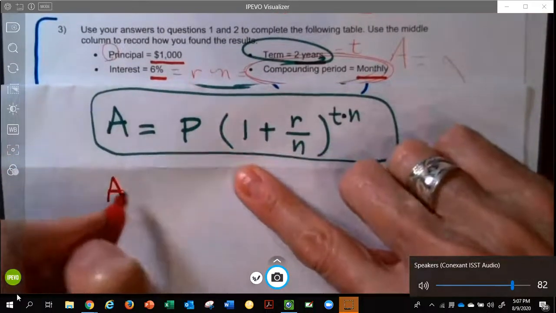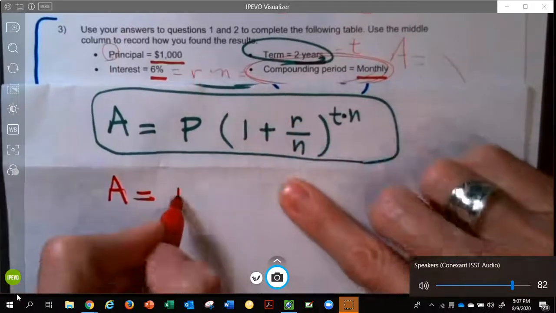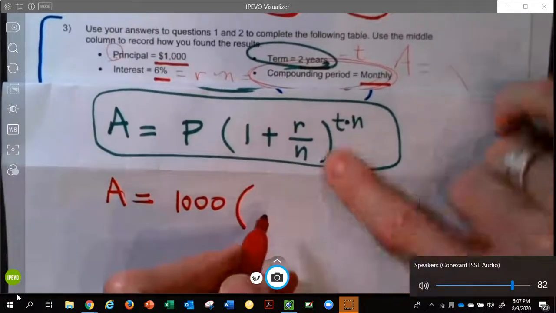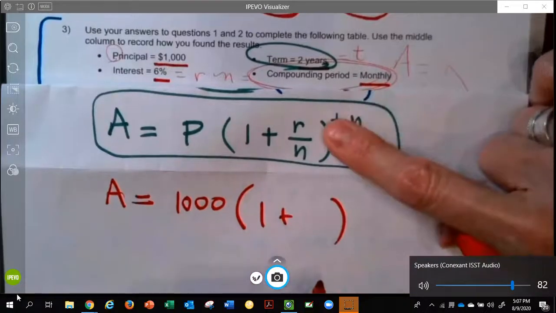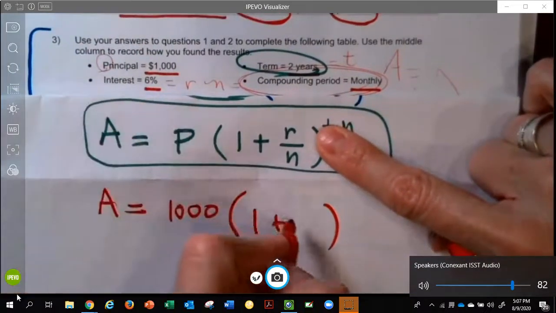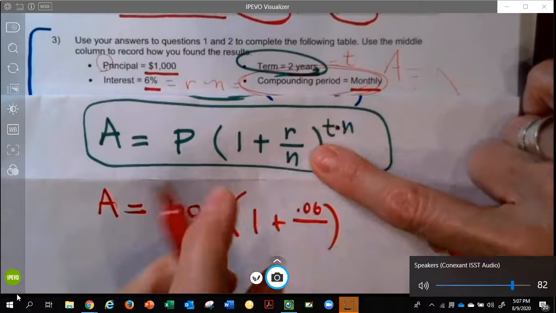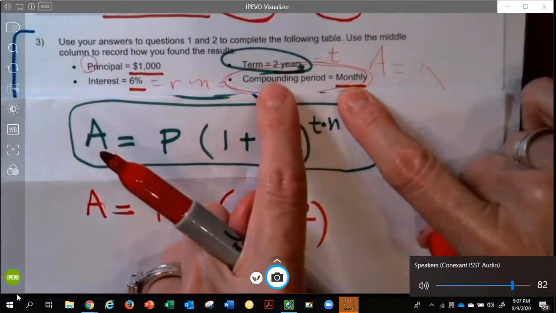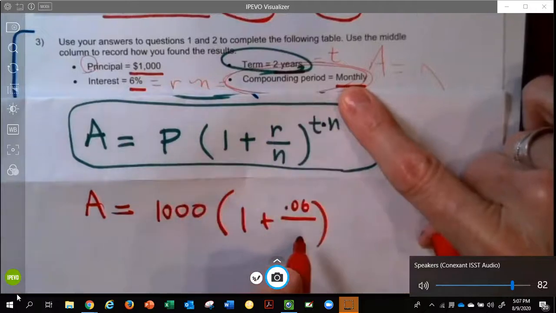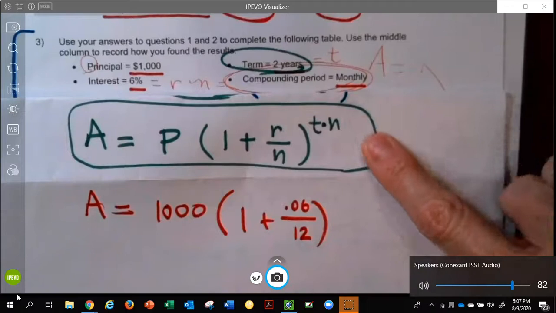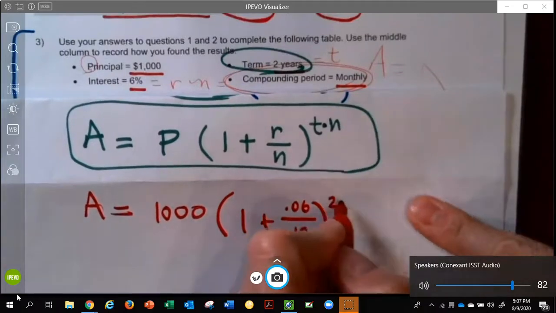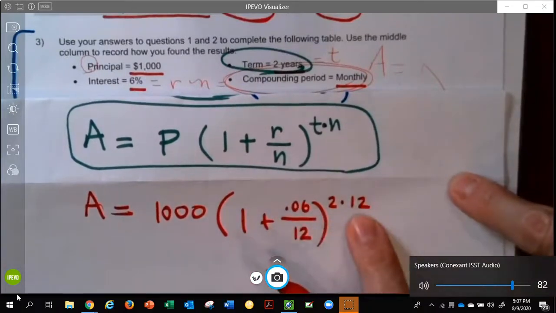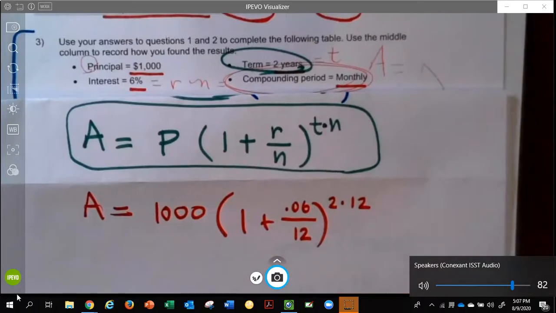My formula is A equals. P is going to be 1,000. 1 is a 1. R is 0.06. N is my number of compounding periods. So be real careful. Compounding period, if it's monthly, is the compounding period per year. And then when I go up here, it's 2 years times the 12, because the N is 12 of these in a year.